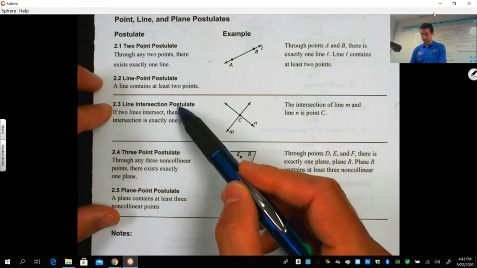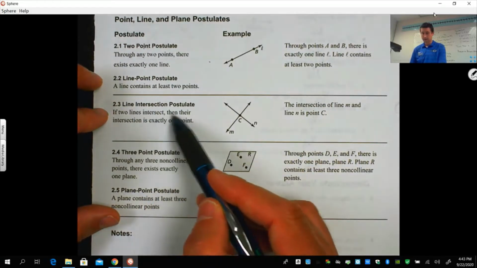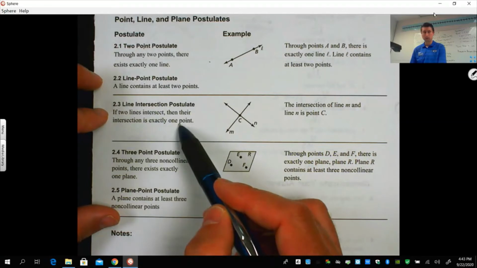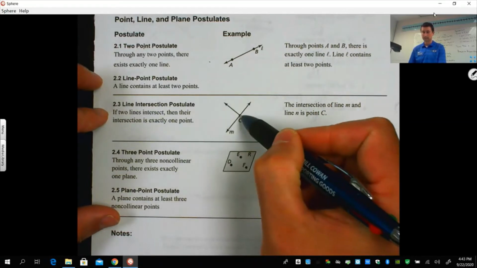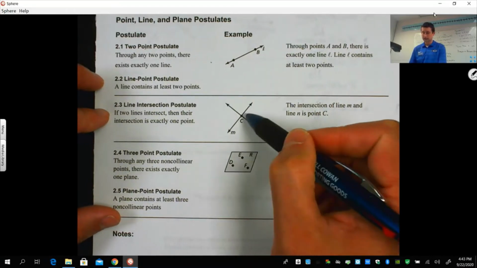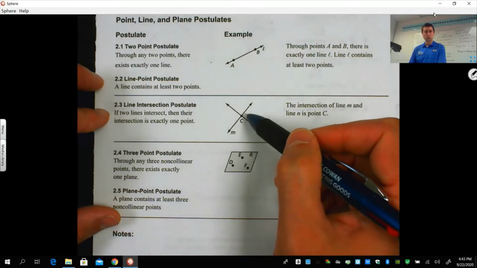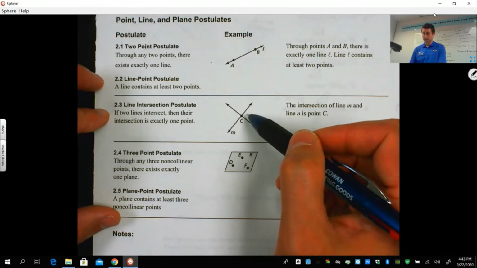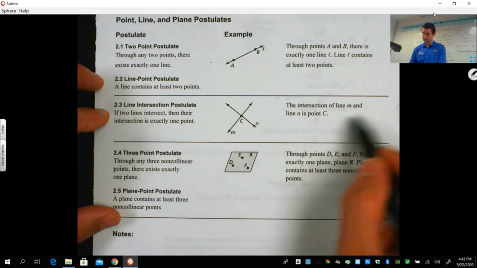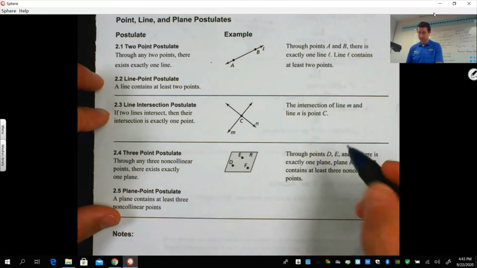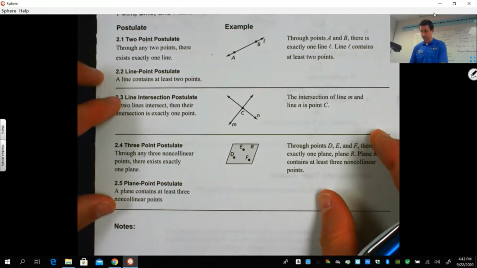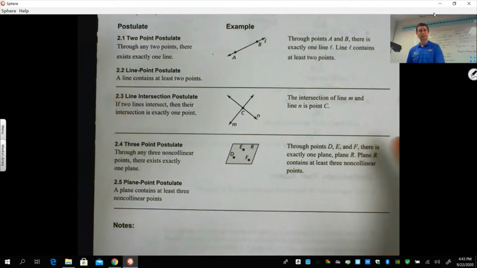Line intersection postulate. If two lines intersect, then their intersection is exactly 1 point. Two lines intersect in one point. You cannot have two lines intersecting and there be more than 1 point. Okay? These are your reasons kind of over here, your explanation for the example. So line intersection postulate: two lines intersect, 1 point.